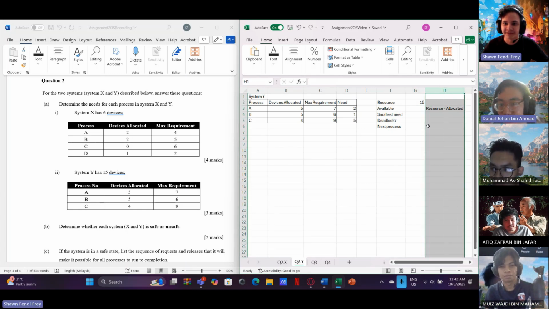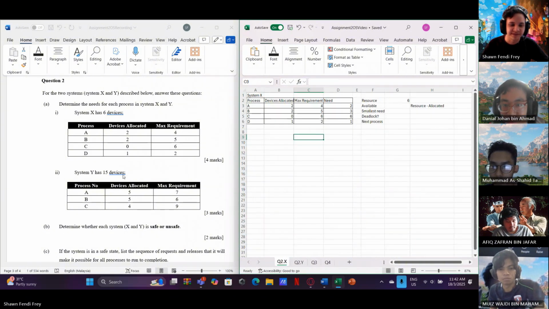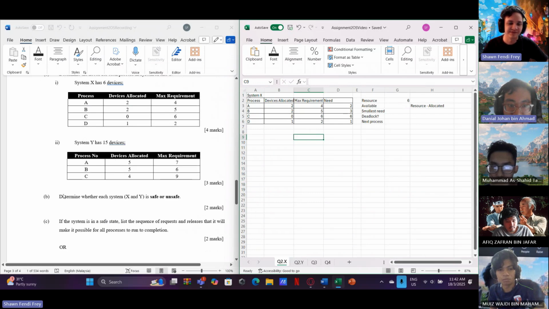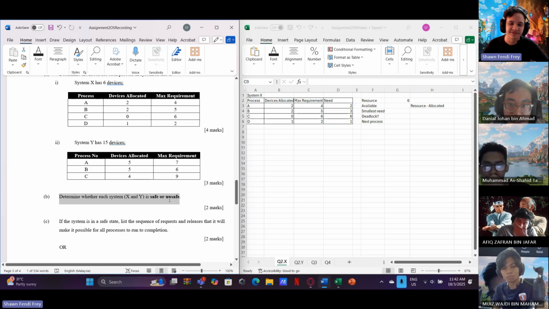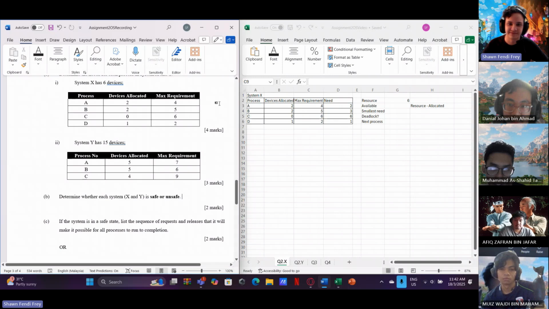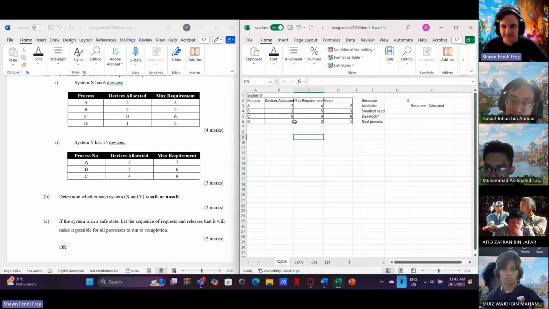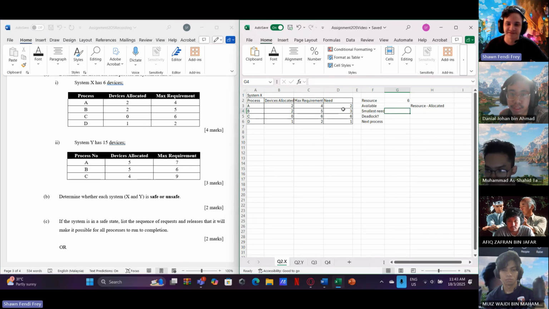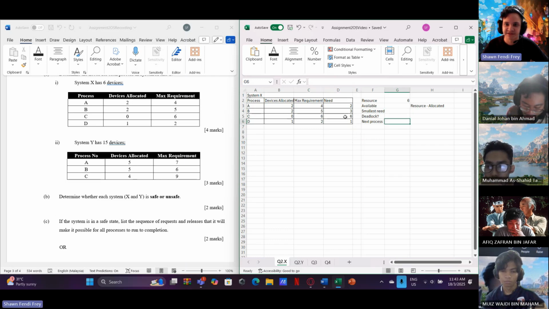Let's proceed with system X first. So part B is to determine whether each system, X and Y, is safe or unsafe. For that, we're going to have to run everything until the end.